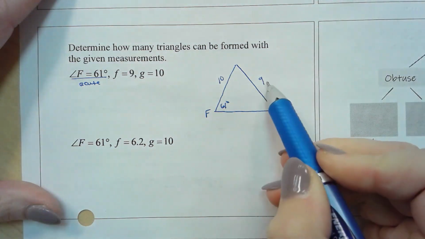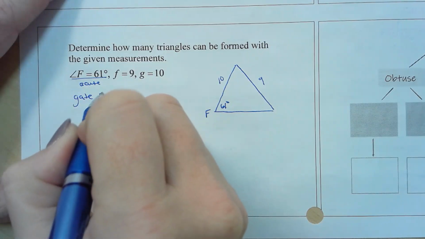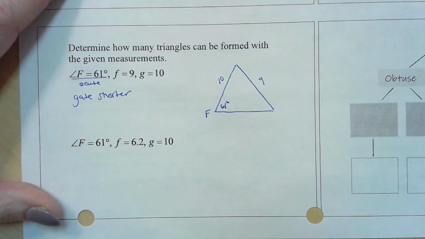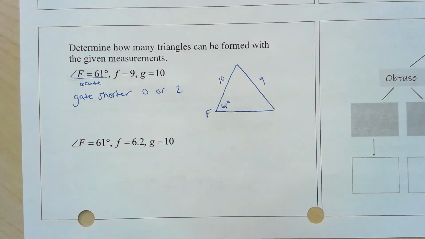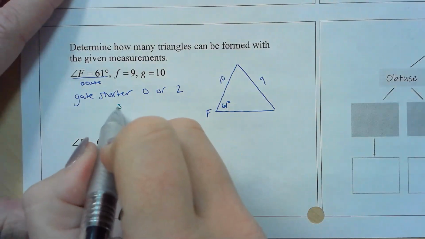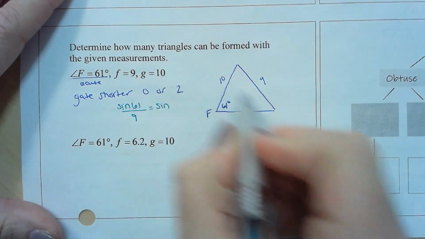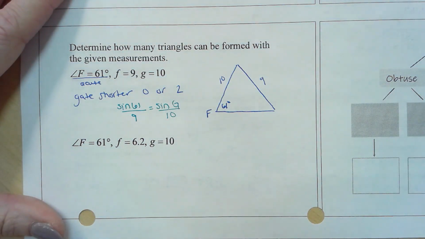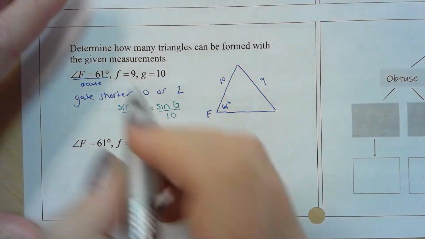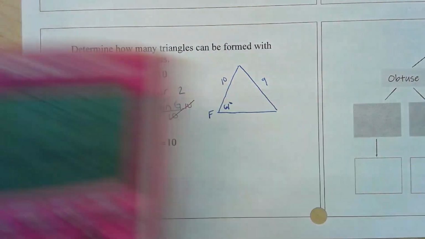So here's the gate, and the gate is shorter. Let's write that down. The gate is shorter. And when the gate is shorter, we either have 0 triangles or 2 triangles. How are we going to know? We're going to have to start the math, right? So I'm going to say the sine of 61 over 9 equals the sine of, let's see, that's side G, so angle G over 10. So we're going to have to do a little bit of the math. We'll multiply that 10 to the other side. And so I'm going to go grab my calculator.